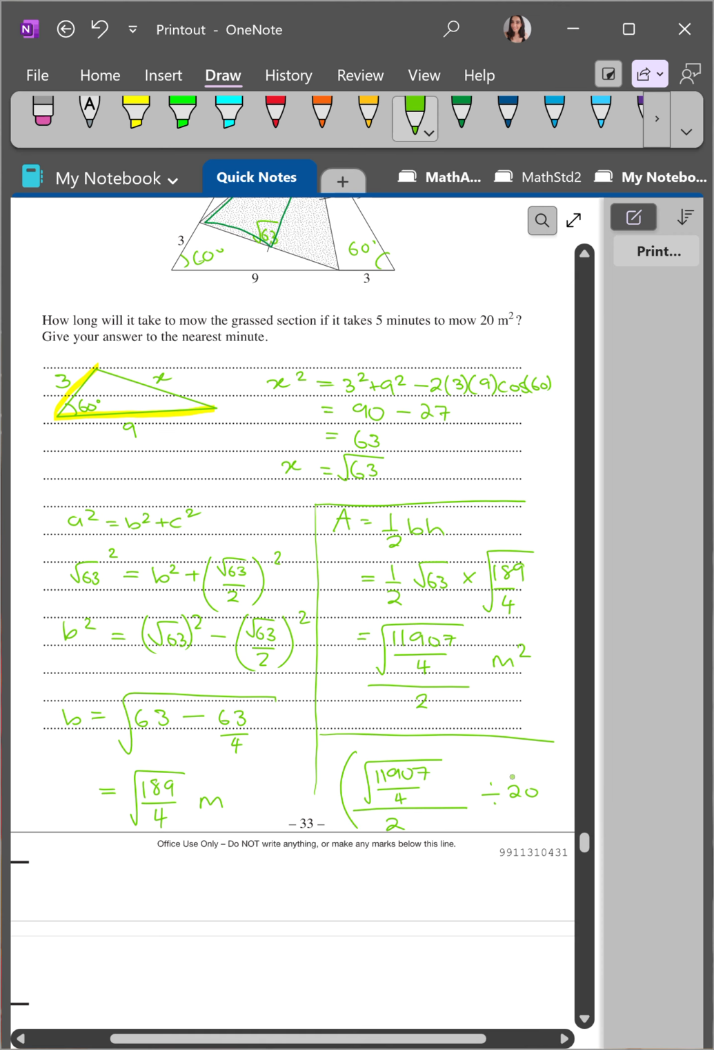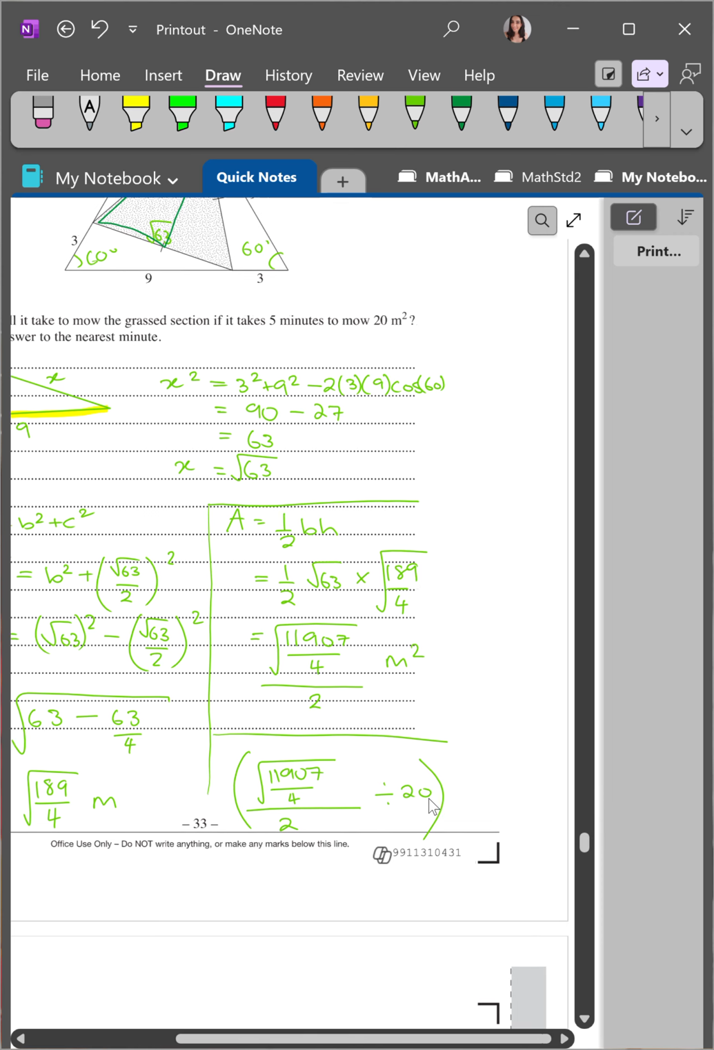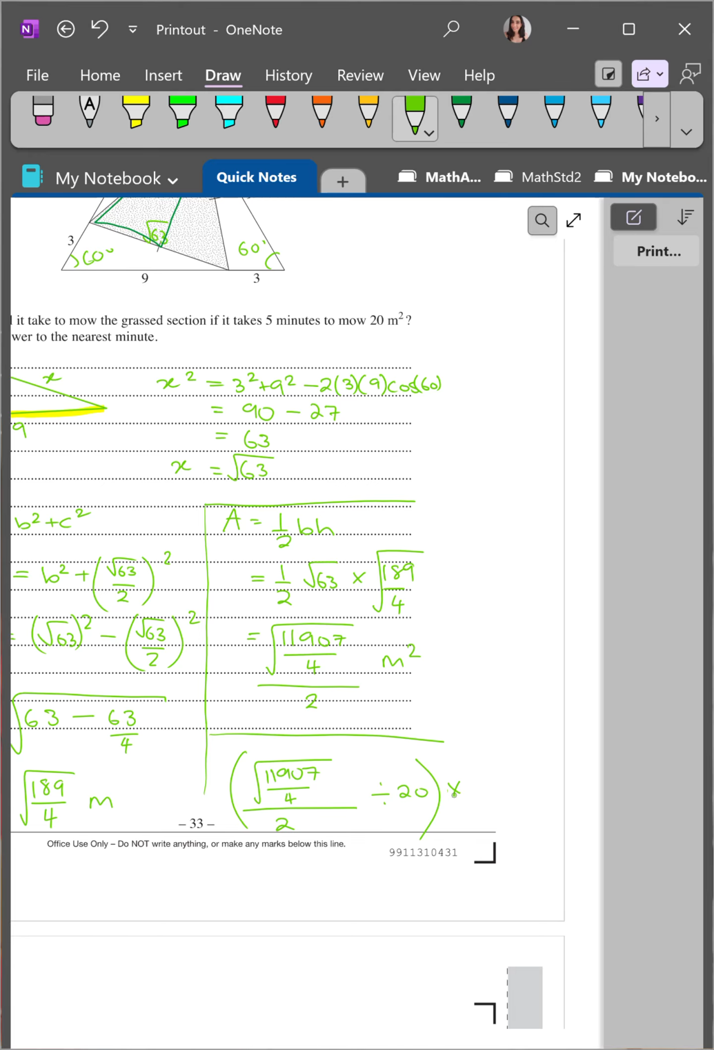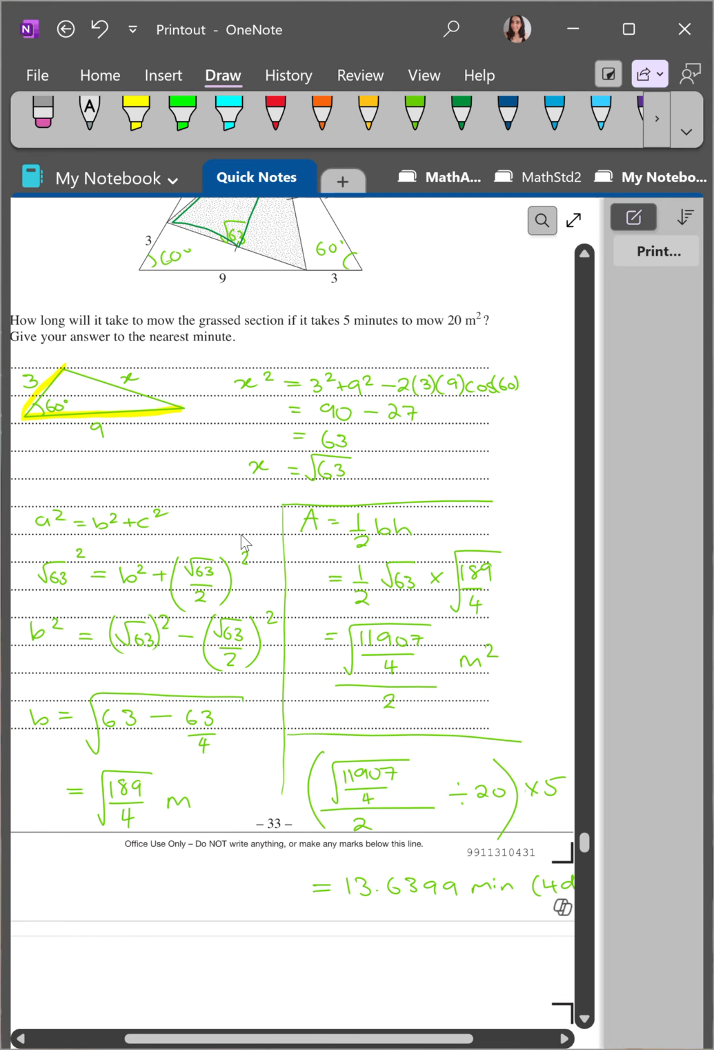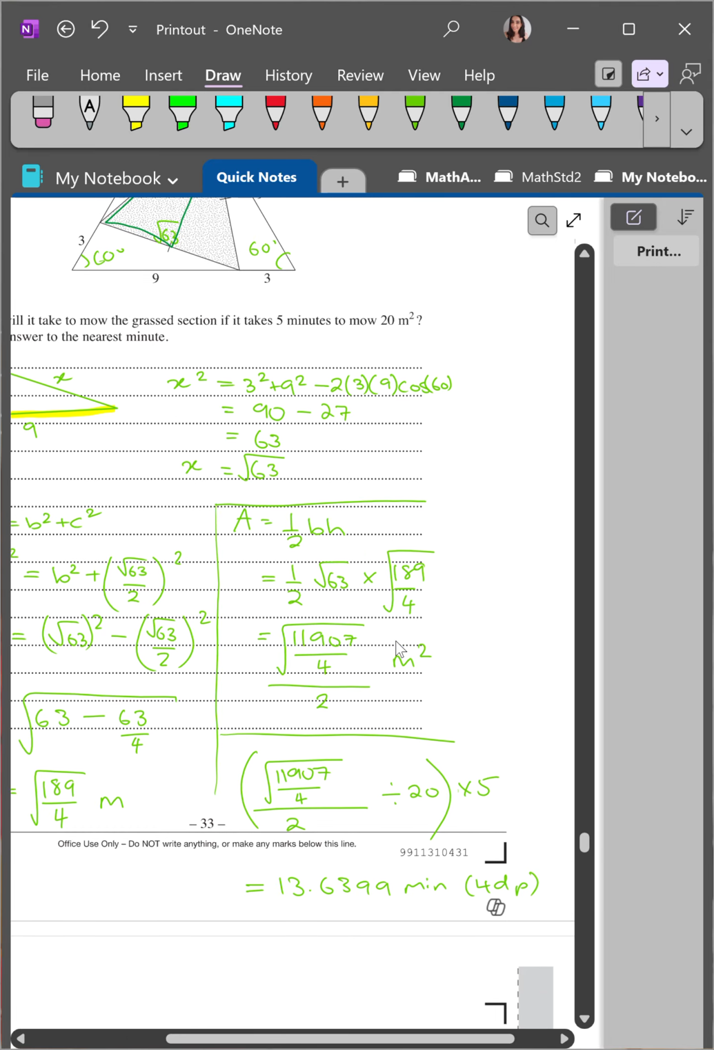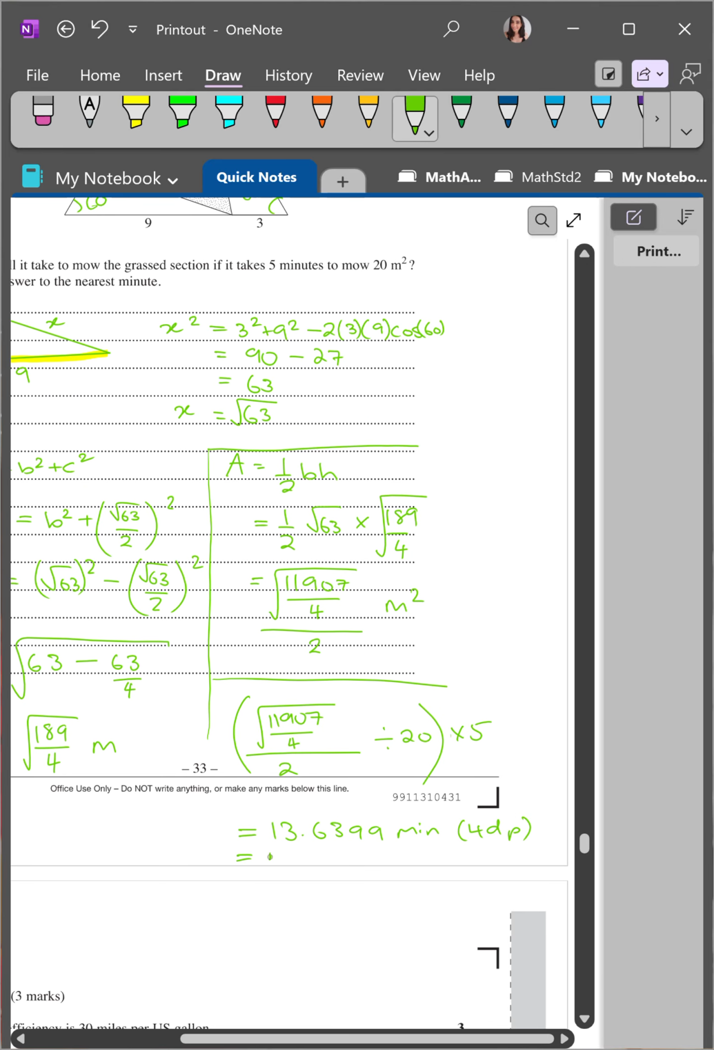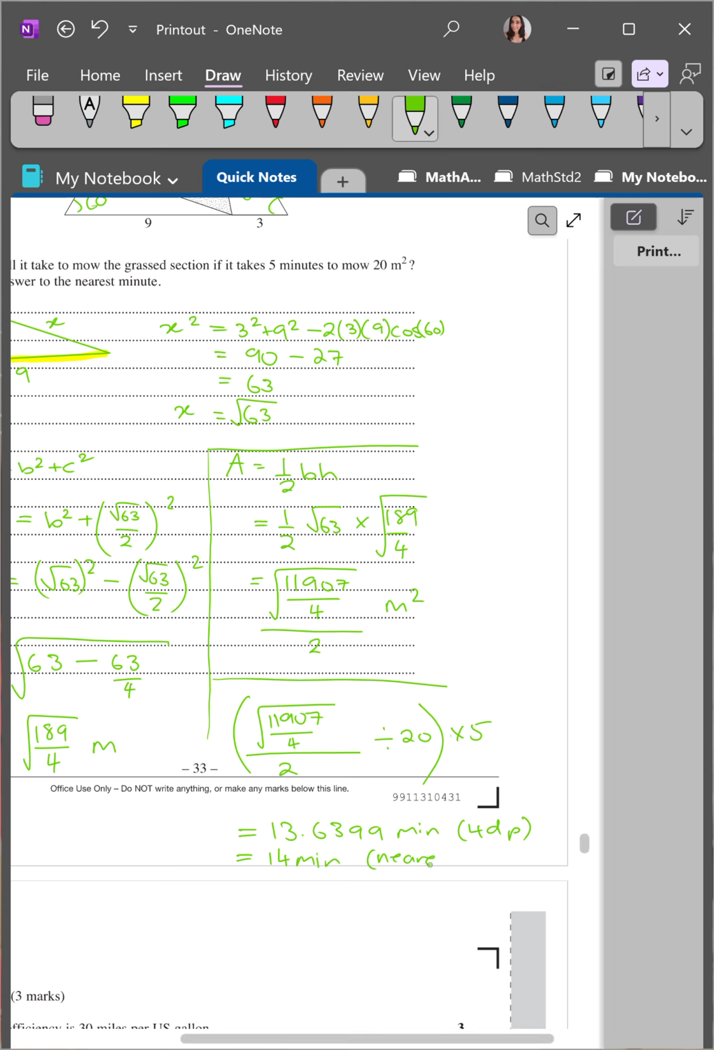And then we're going to get an answer, and after that we're going to multiply it by 5, because it takes 5 minutes to mow every lot of 20. Once we get that answer from our calculator, it's 13.6399 minutes to 4 decimal places. But the question says give your answer to the nearest minute, so the answer is 14 minutes to the nearest minute.